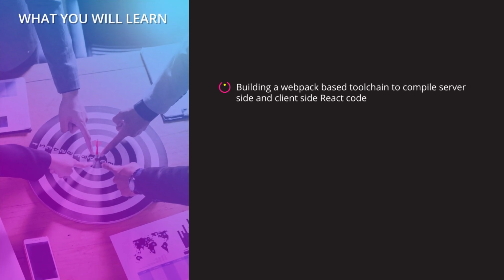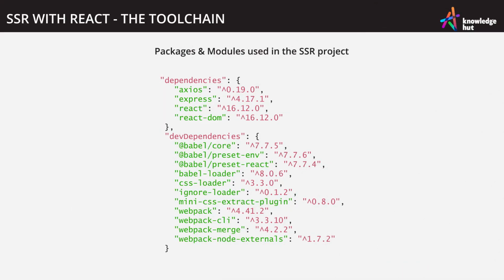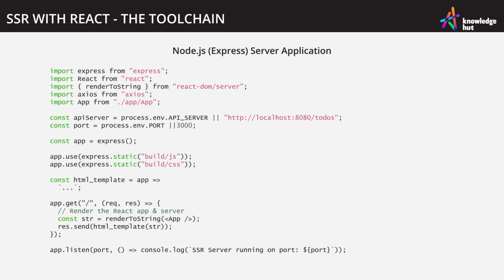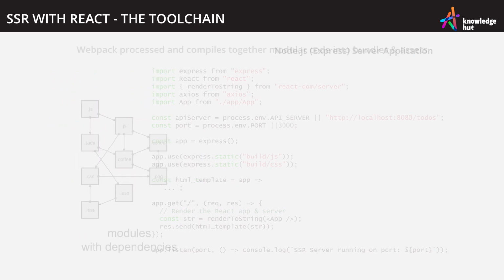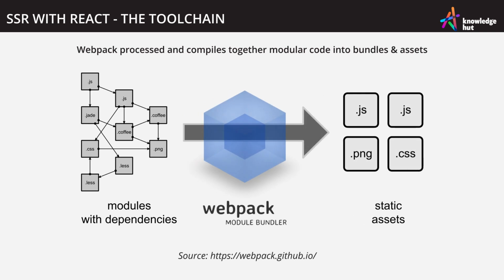In this video, we'll set up the Webpack-based toolchain that will help us compile our React code. Let's begin. In the previous video, we set up our project and downloaded all dependencies. We also built a server using Node.js and the Express framework, which will serve our React app bundle as well as the server-side rendered content. Let's now build the toolchain using Webpack that will compile and bundle our code.